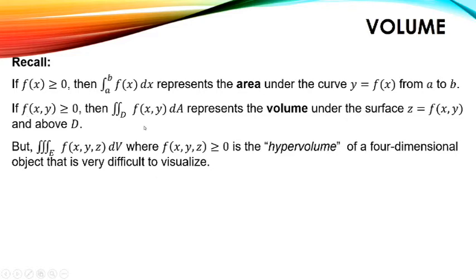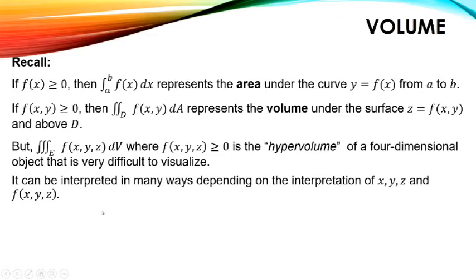Because in the double integral of a function, it is volume that we are representing, and the triple integral of a given function is four-dimensional already. So it is not just a 3-dimensional object but a 4-dimensional object. So it is called hypervolume. So it can be interpreted in many ways depending on the interpretation of the variables x, y, z and the function f of x, y, z.